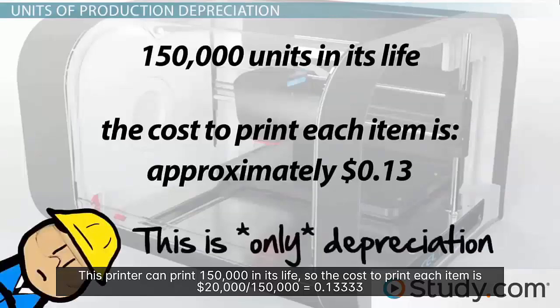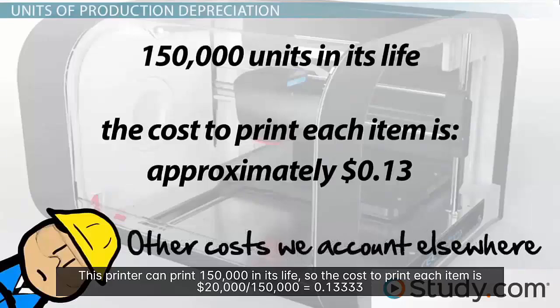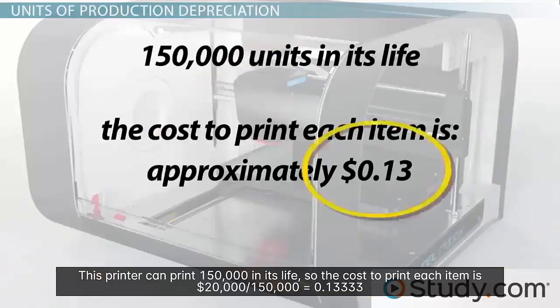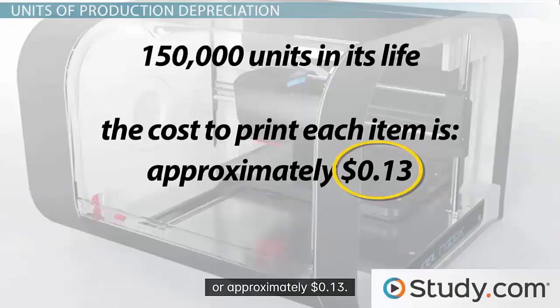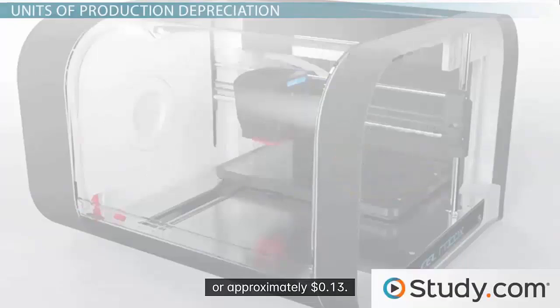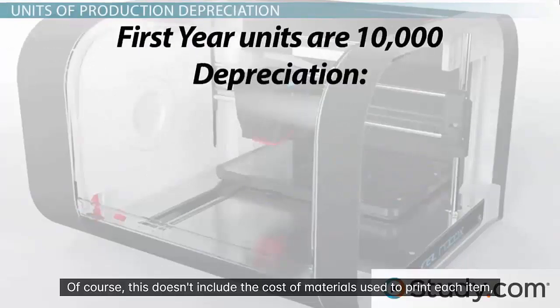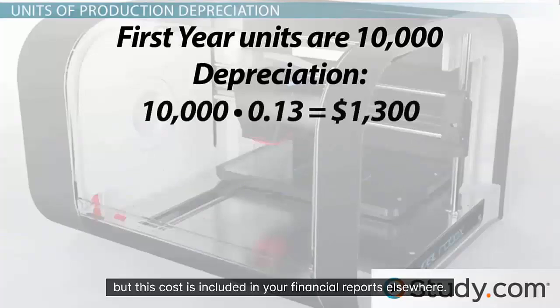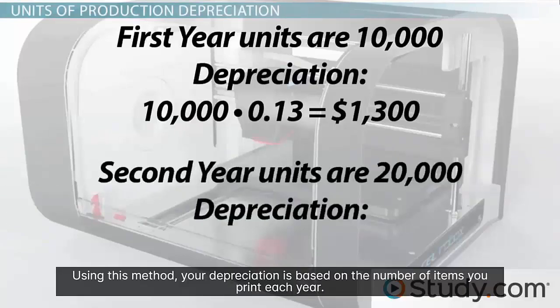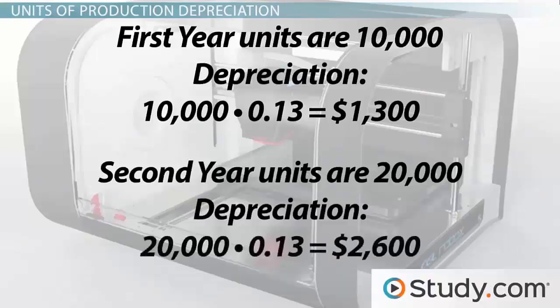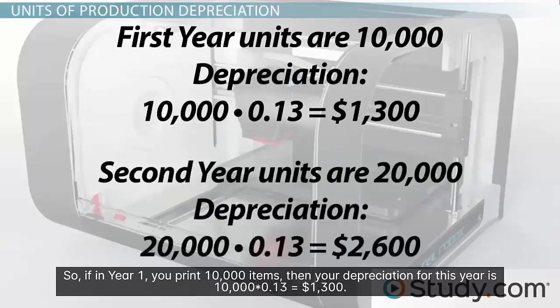Of course, this doesn't include the cost of materials used to print each item, but this cost is included in your financial reports elsewhere. Using this method, your depreciation is based on the number of items you print each year. So if in year 1 you print 10,000 items, then your depreciation for this year is 10,000 times 0.13, or $1,300. In year 2, if you print 20,000 items, your depreciation is 20,000 times 0.13, or $2,600.